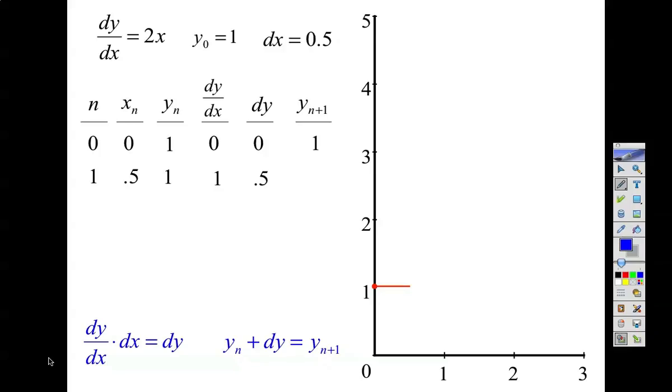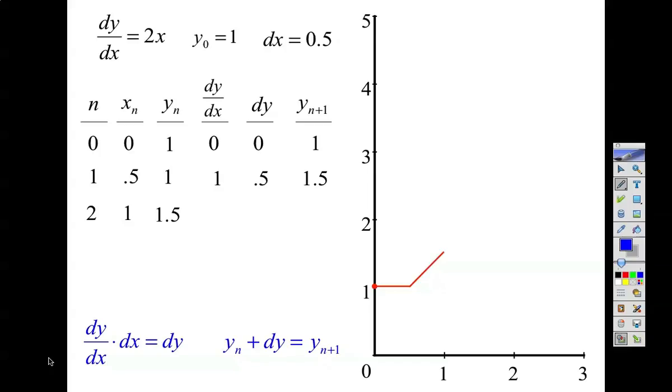Okay, well, we've got to calculate our rise. So we take our slope, 1, times our dx, right? That's this little formula right here. Rise over run times run gives you the rise. So the rise is 0.5, plus the y we're already at, 1. If we're going to rise up 0.5, we're going to now be at 1.5. And there it is. There's our new point. And we just repeat this process.